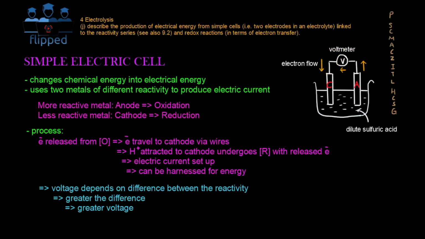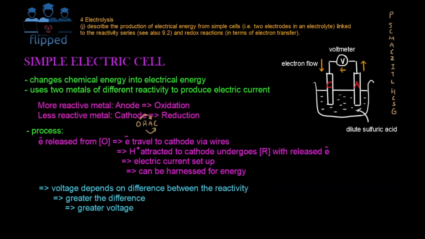So how this setup is done is we put the more reactive metal at the anode and the less reactive metal at the cathode here. The anode will undergo oxidation, the cathode will undergo reduction, based on the formula we have: OILRIG, correct? Oxidation always happens at the anode, reduction always happens at the cathode. This is something you must remember.